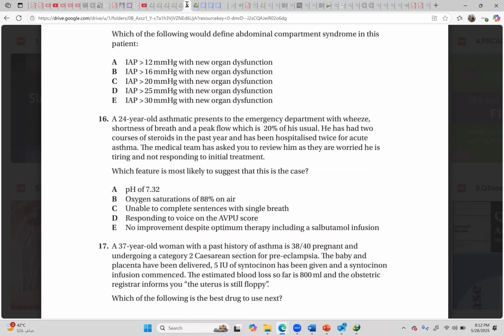Again, it's a confusing question, because a number of things, unable to complete one sentence, is something worrisome, but maybe they are thinking about the silent chest, so that may be the danger sign. Similarly, no improvement despite optimum therapy, including... I don't like such questions.